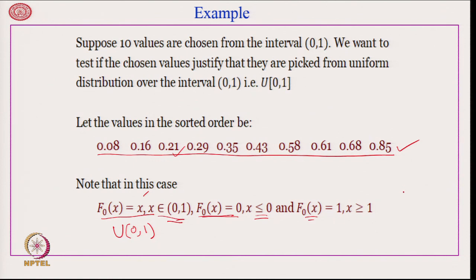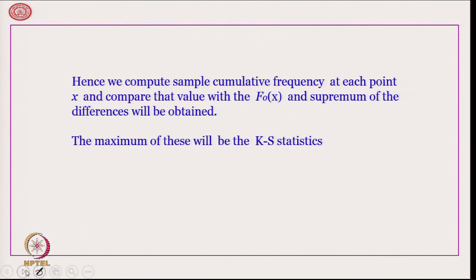Therefore, f0(x) will have the following shape. It is 0 up to 0, then it goes uniformly like this up to 1, and then it becomes horizontal. So, that is how this uniform distribution will look. Hence, we compute the sample cumulative frequency at each point x and compare that value with f0(x), and we consider the supremum of the differences, and that is what gives me the Kolmogorov-Smirnov statistic.